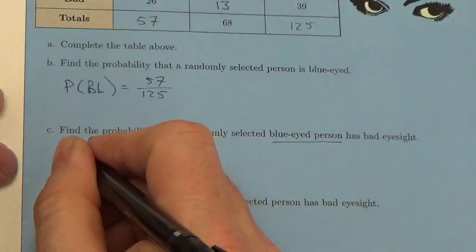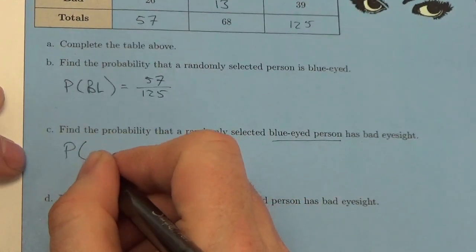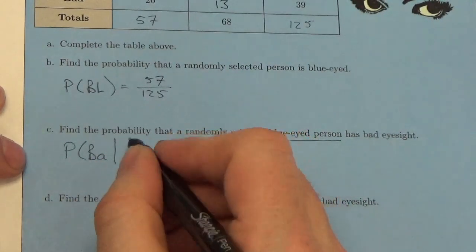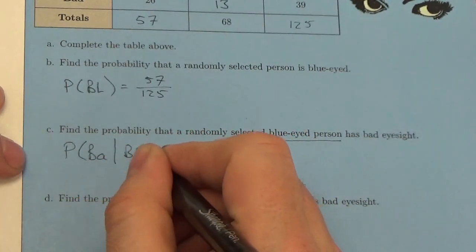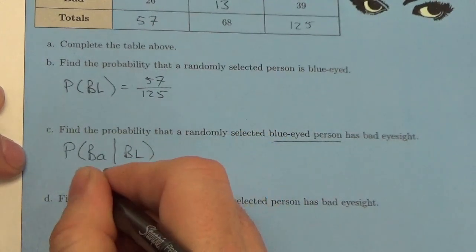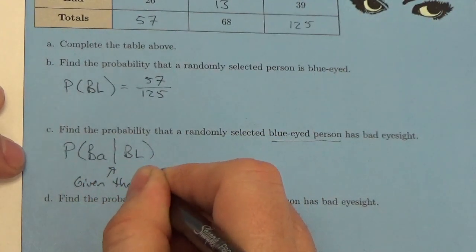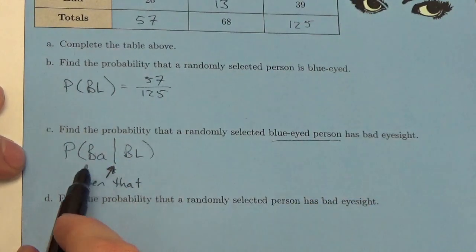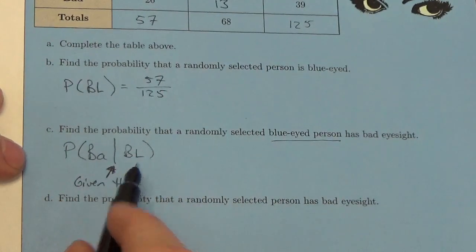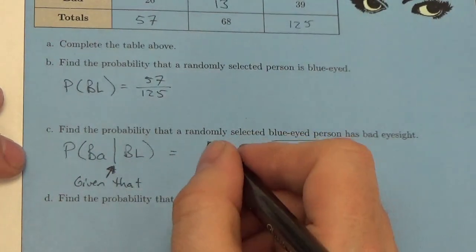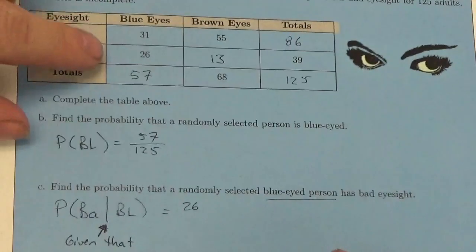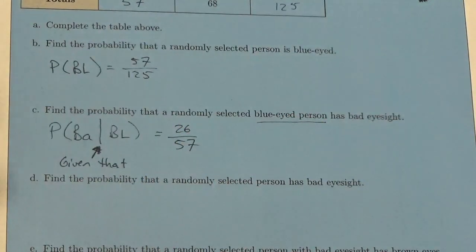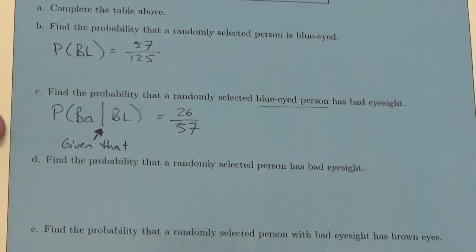So how I write that is I want the probability of, let's say, bad eyesight, and I'm going to draw this vertical line here. And that vertical line is going to mean given that. I know it looks terrible, but anyway. So what is the probability that someone has bad eyesight given that they have blue eyes? In this case, we knew that there were 26, because I saw that in my chart, 26 out of 57 people in that group. Hope that makes sense.